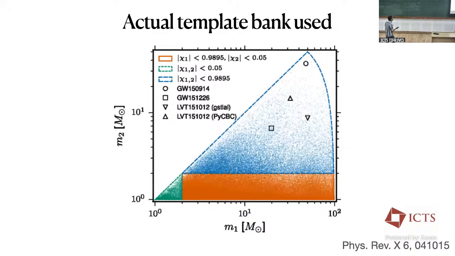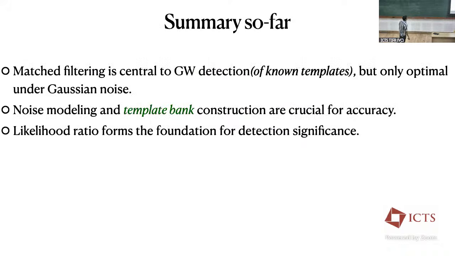So this was the actual template bank used in the GW O1 run, and you can see the particular parameters that matched best with the data chunk. This is the first event, GW150914. So matched filtering is central to gravitational wave detections, if we know what we are searching for, if we know the needle we are searching for in the haystack, but it is only optimal under Gaussian noise. That is the key point.